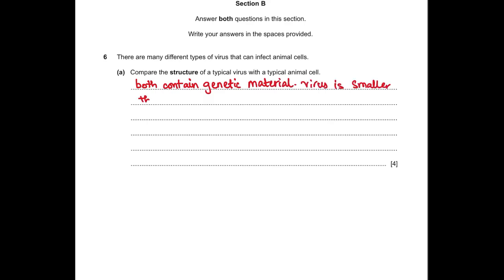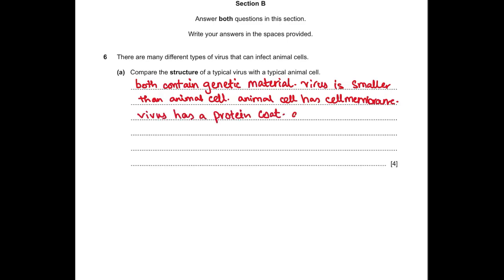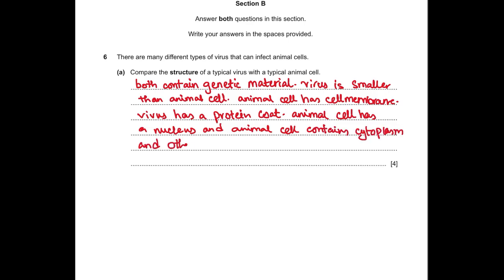We can write that virus is smaller than animal cell, and animal cell has a cell membrane. A virus has a protein coat, and animal cell has a nucleus. An animal cell contains cytoplasm and other organelles.